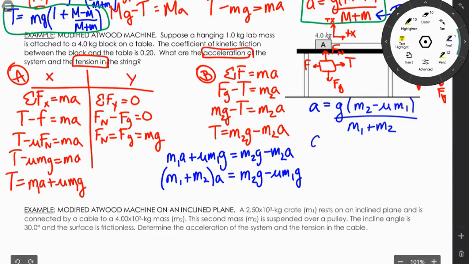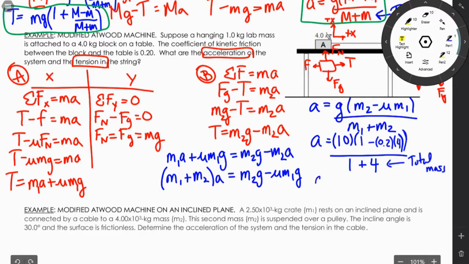And now I just plug in, right? So A equals 10 times 1 minus 0.2 times 4 over 1 plus 4. There's our total mass. Remember, the signature of an Atwood machine, whether modified or regular, is that we divide by total mass. So it's going to be 10 times 1 minus 0.2 times 4, which is 0.8. 1 minus 0.8 is 0.2. 0.2 times 10 is 2. So we have 2 over 5, and so our acceleration is 0.40 meters per second squared.